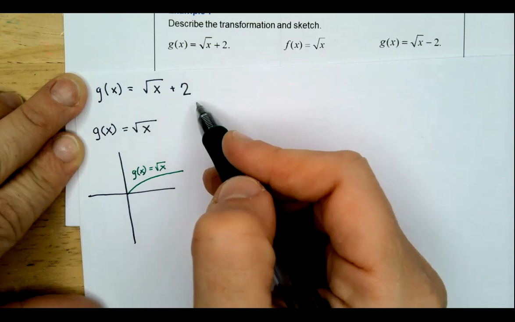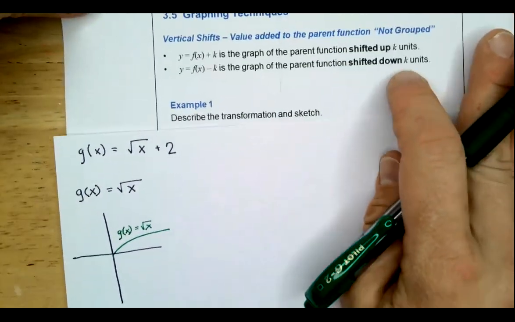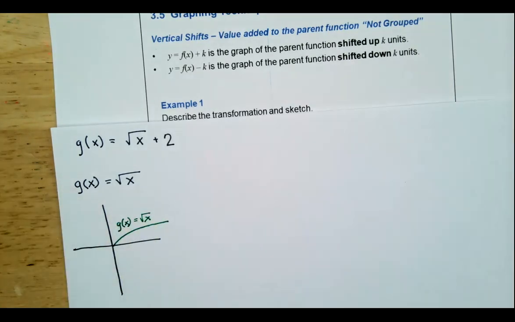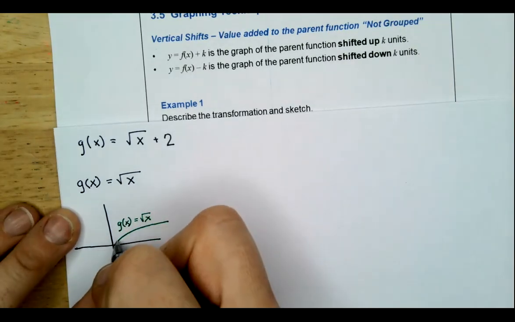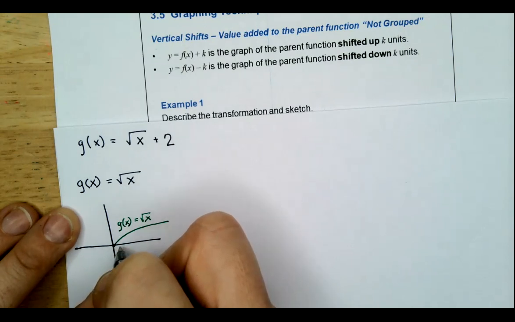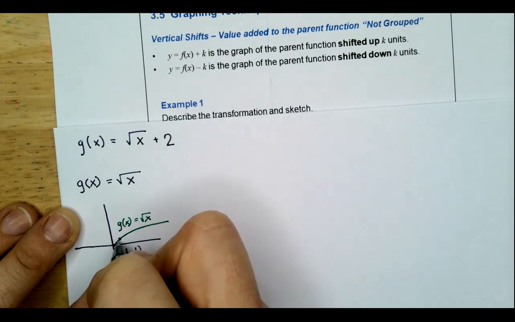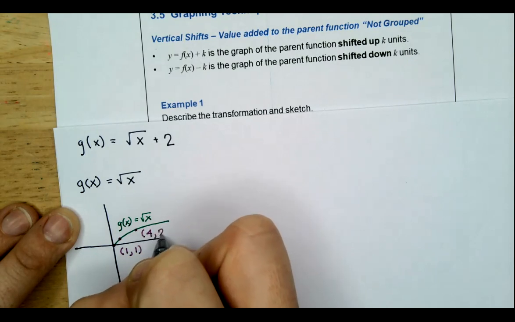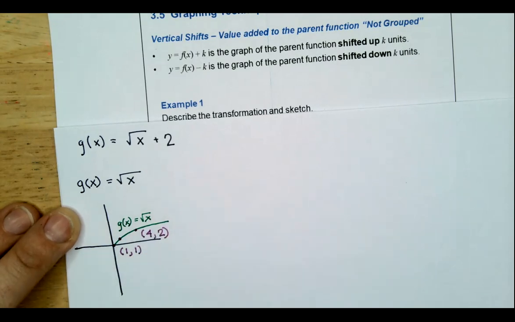Then we are saying plus 2. We are going to shift it up 2 units, okay? What are some points on g of x equals the square root of x? Well, we know that 1, 1, right? 0, 0. The square root of 1 is 1. The square root of 4 is 2, right? So those are 2 points.